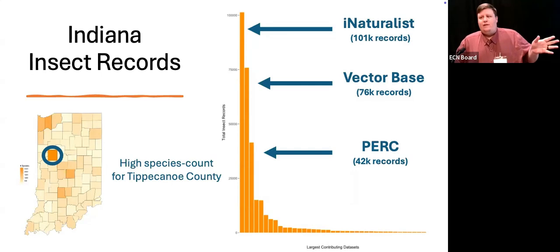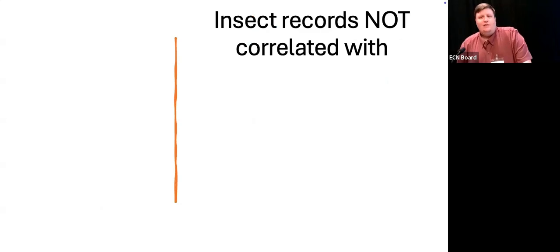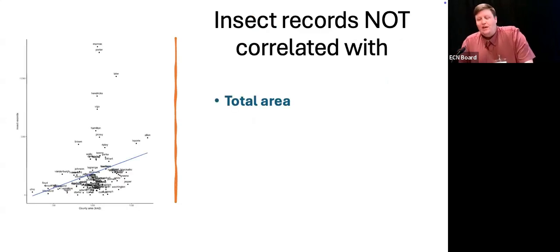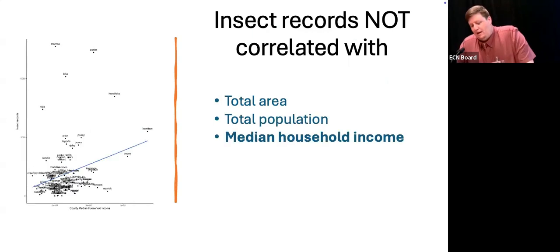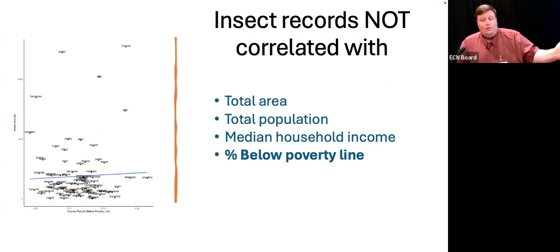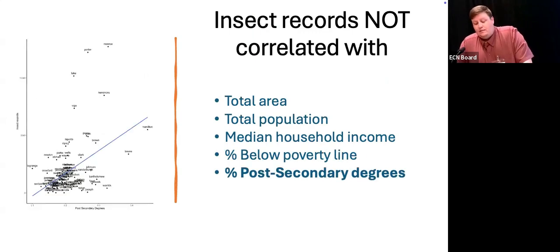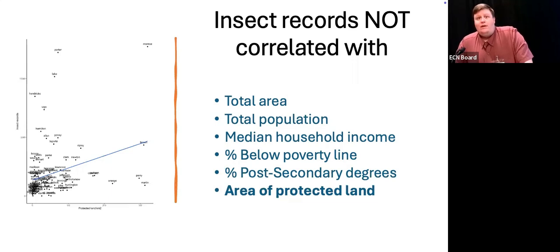So then I tried to look at the rest of these counties to figure out what is driving our knowledge, or what's correlated with this increased knowledge. So far, I found a lot of things that are not correlated. Total area, it's not correlated to how many insect records we have. It's not correlated to how many people live in those areas. It's not correlated to the median household income of the people in those areas, or, positively or negatively, with the percent below poverty line. It's not correlated to the number of post-secondary degrees either, right? So that's interesting. And also, it's not correlated to the amount of protected lands that you have in the county.